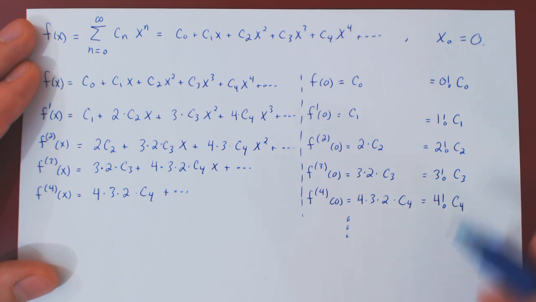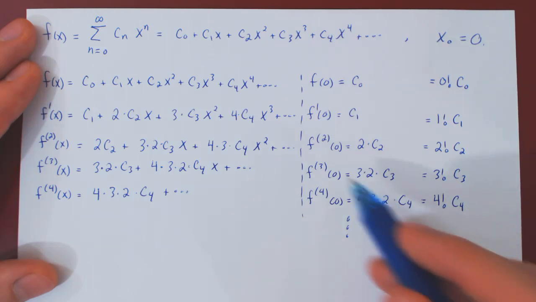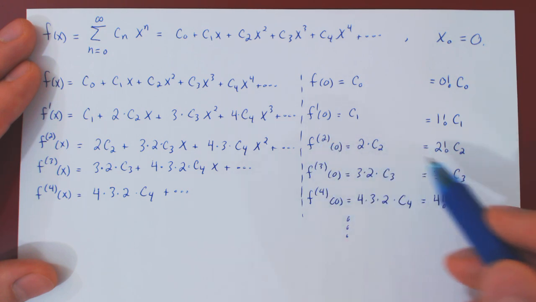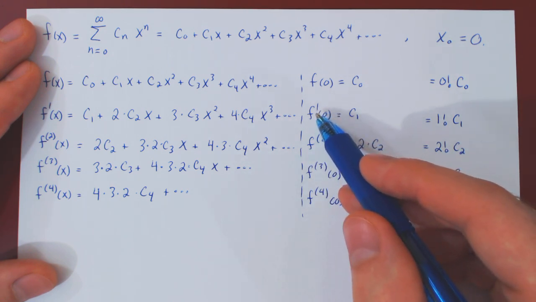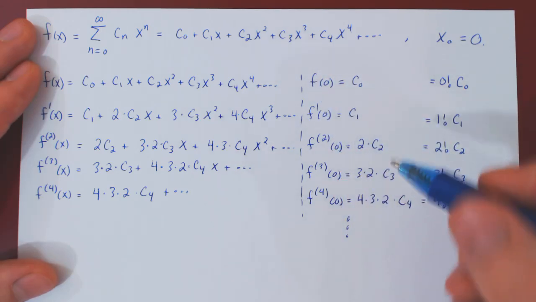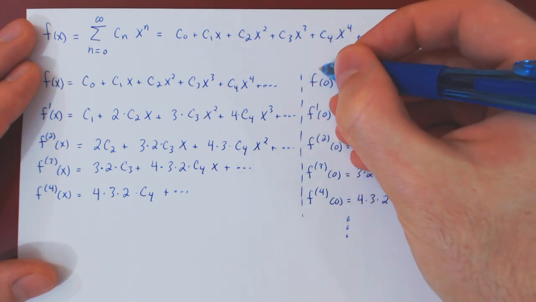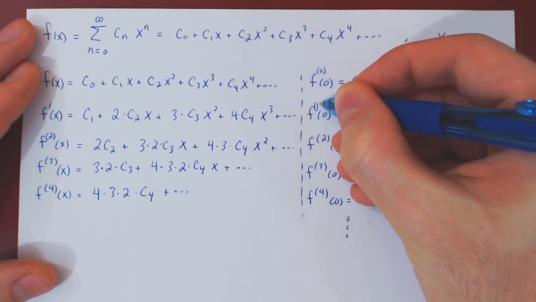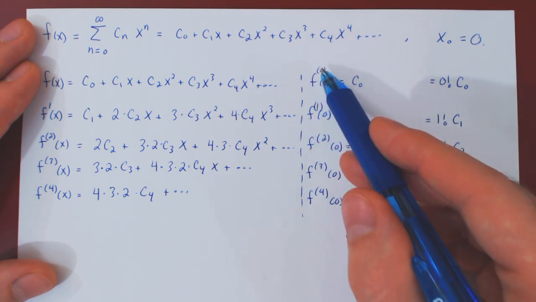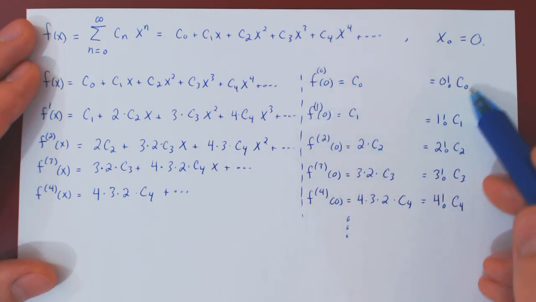And now hopefully you see the pattern. The fourth derivative at 0 is 4 factorial c4. The third derivative at 0 is 3 factorial c3. The second derivative at 0 is 2 factorial c2. The first derivative at 0 is 1 factorial c1. And here if you think of the derivative, well, how many times do we differentiate f to get f back? The answer is 0 times. If you differentiate f 0 times, you of course get f back. And so you see the 0th derivative of f at 0 gives us 0 factorial times c0.